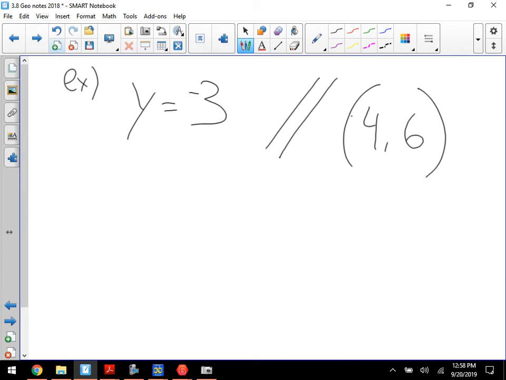Y equals a number is what kind of a line? It's horizontal. What's parallel to horizontal lines? Horizontal lines. And what's the equation of every horizontal line? You're thinking slope. Slope is 0. That's not a horizontal line.